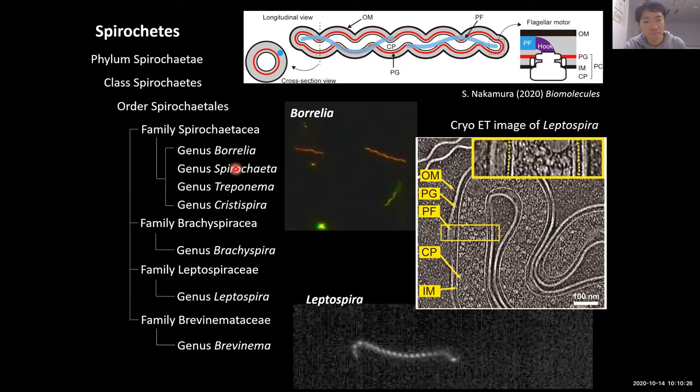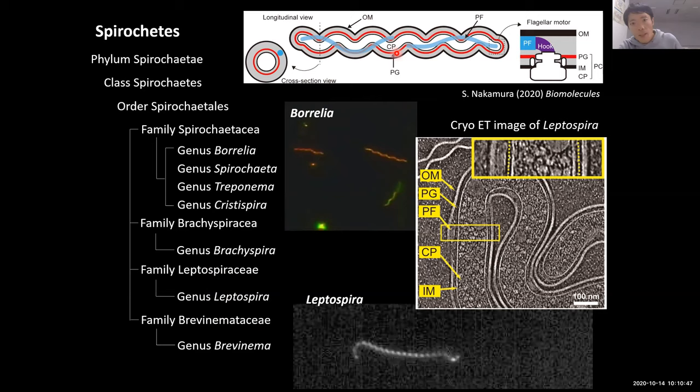Another spirochete genus is Treponema. This genus contains Treponema pallidum, the causative agent of syphilis. This is a worldwide sexually transmitted disease. Today my talk is about relapsing fever spirochetes.